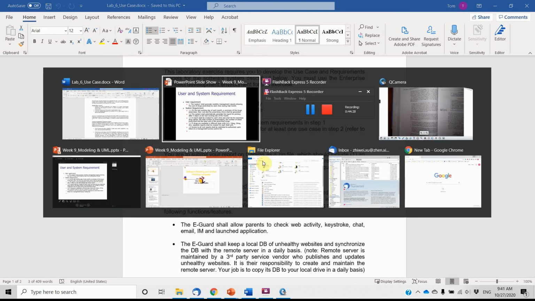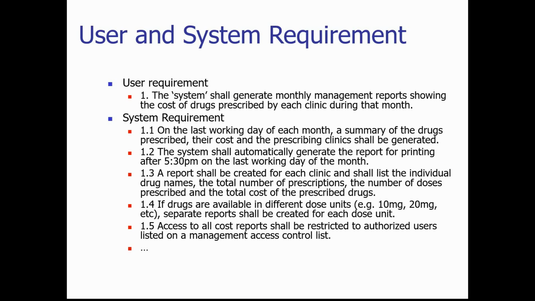Okay, let's go back to our differences between user and system requirements. So this is one way to classify the requirements by levels, I mean the detail you provide: user requirement and system requirement. There's another way to classify. Yeah, I will show you later.